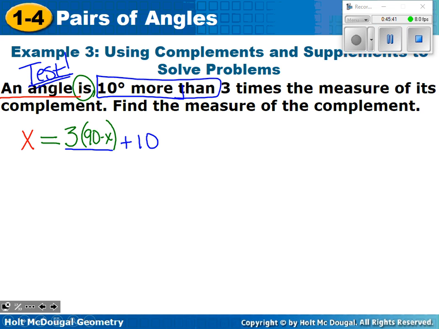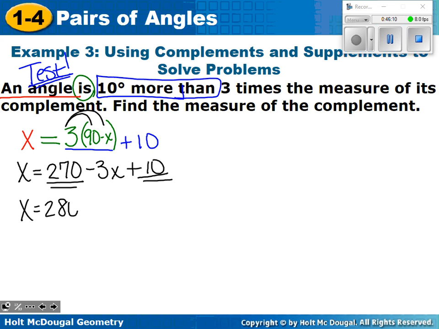And now we just have an algebra problem, and we're pros at that after Algebra 1, so we can do that. What do you want to do first to solve? Distribute. 3 times 90, 3 times negative X. Good, so X equals 270 minus 3X plus 10. Now what? Okay, so combine those like terms on the right. 270 and 10 becomes 280.